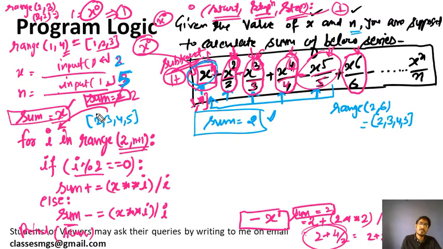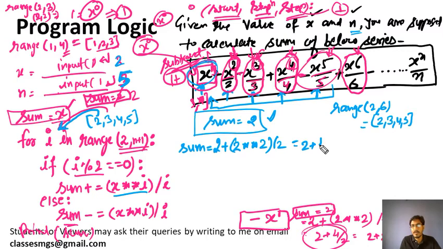Now one value will come in i. So the first time 2 will come in this variable i. 2 % 2 is 0, even. So the sum value will become what? Sum equals the sum value, which is already 2, plus x double star i, 2 double star i, divided by i. So it will become 2 plus 2 raised to power 2 is 4, 4 divided by 2 is 2, so 2 plus 2 is 4. So the sum value will become 4 after the first execution.